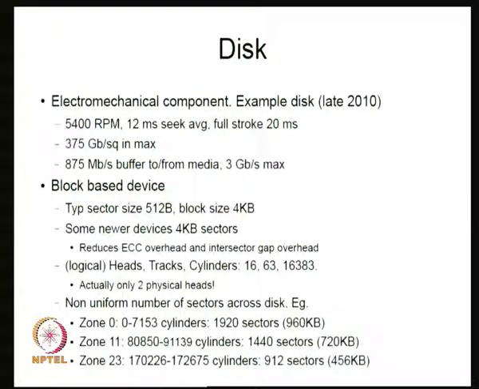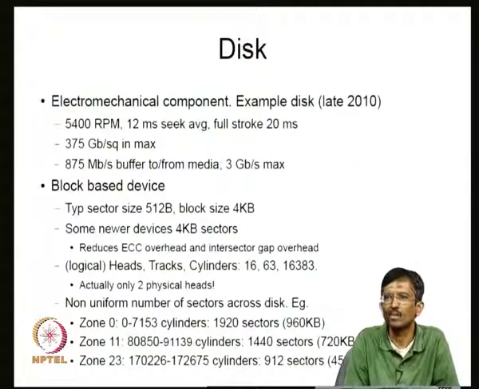First thing important about it is that a disk is an electromechanical component. This is different from what we looked at before, the flash, which is a semiconductor based technology. This is electromechanical, and basically there is both an electrical aspect and a magnetic aspect in the system. If you take a disk of late 2010, it is 5400 RPM, revolutions per minute. You can think of it per second: you divide it by 60, and it's about 90 revolutions per second.